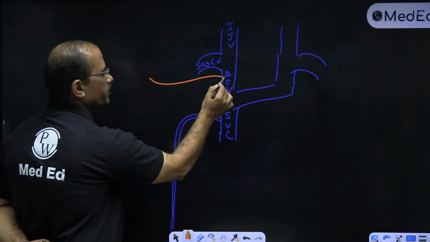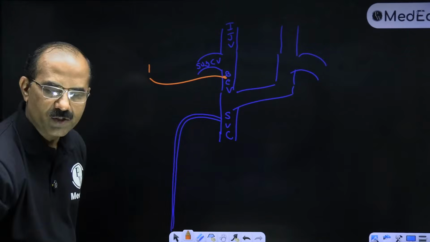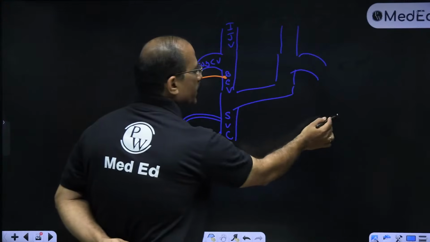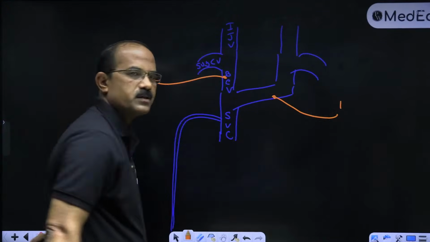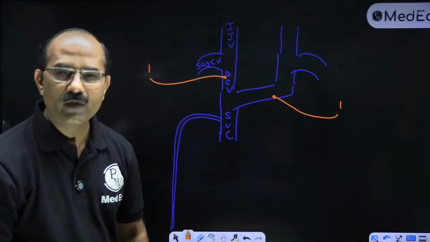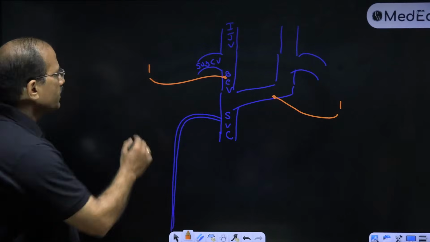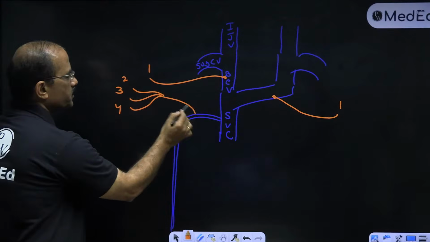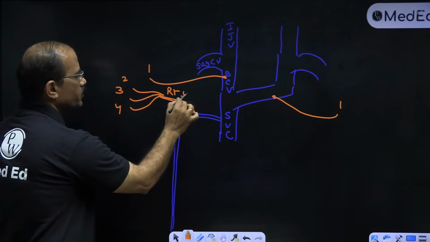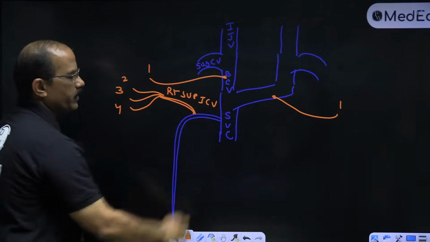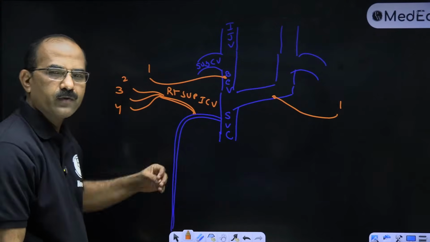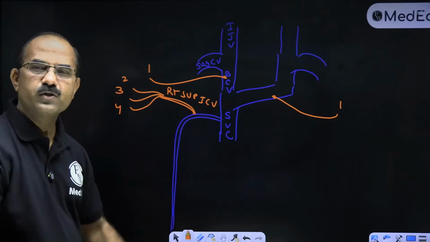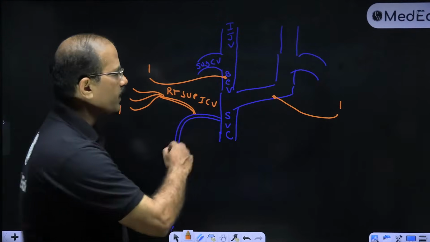The first right posterior intercostal vein drains into the right brachiocephalic vein. The first left posterior intercostal vein drains into the left brachiocephalic vein. The second, third, and fourth join to form the right superior intercostal vein. This drains into azygous vein on the right side.